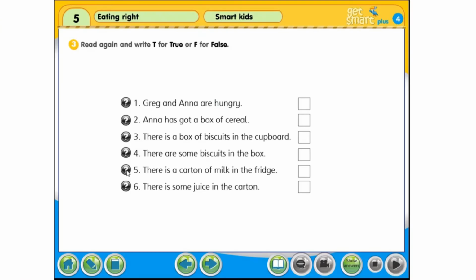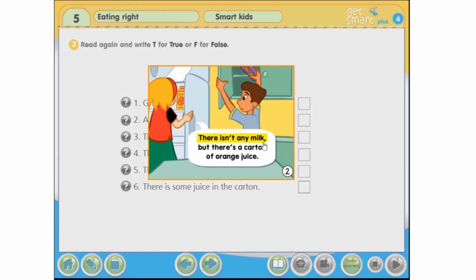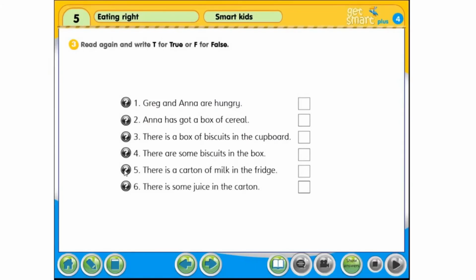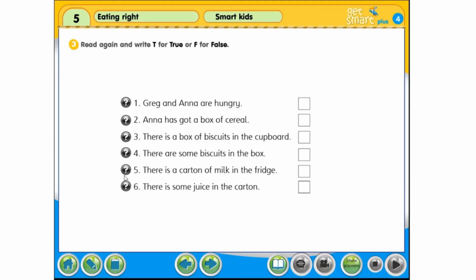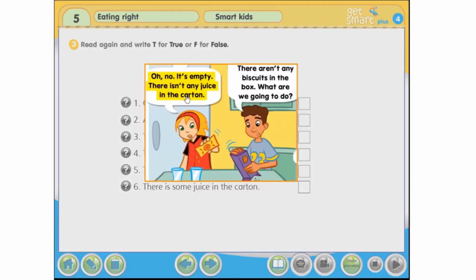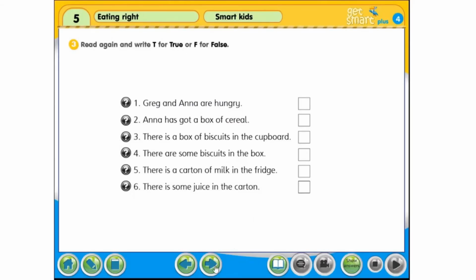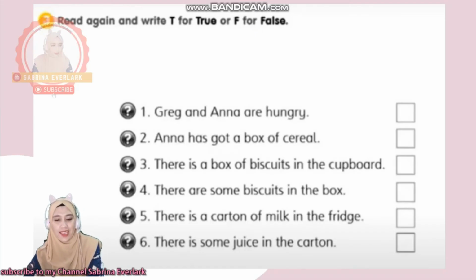Number 4. There are some biscuits in the box. Is this true or false? And then number 5. There is a carton of milk in the fridge. Is this true or false? Okay. Number 6. There is some juice in the carton. Is this true or false?